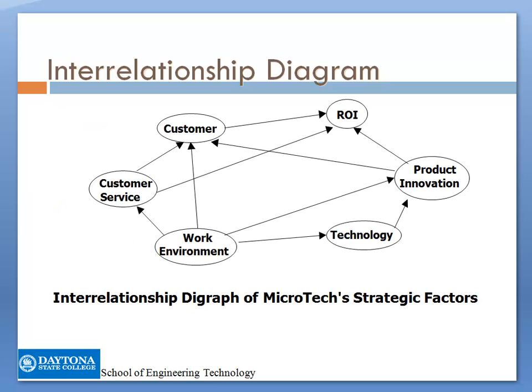This tool allows a team to identify root causes from subjective data, helps to systematically explore cause and effect relationships, encourages members to think multidirectionally, and develops team harmony and effectiveness. This is an example: the interrelationship diagram of Microtech strategy factors. Those are the factors, and that's how they are related. For instance, customers have a direct relationship with the return on investment. Product innovation, work environment, and customer service are also related to the customer.